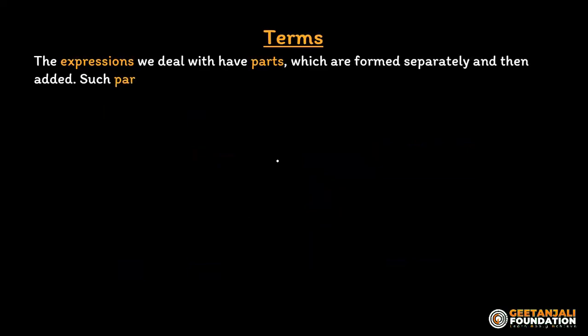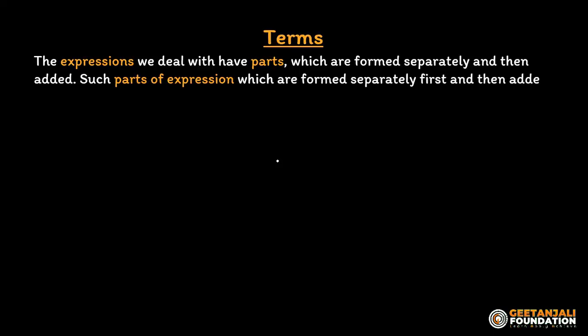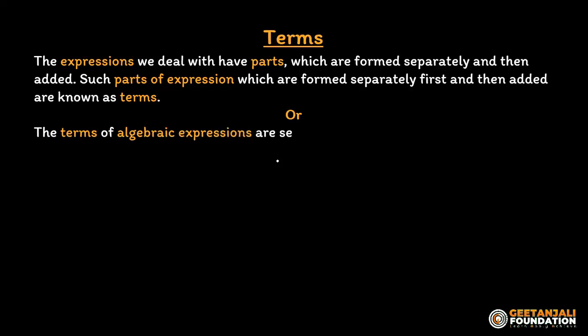The expressions we deal with have parts which are formed separately and then added. Such parts of an expression which are formed separately first and then added are known as terms. The terms of algebraic expressions are separated by plus or minus signs. For example, I have taken this expression: 4x square minus 3xy.